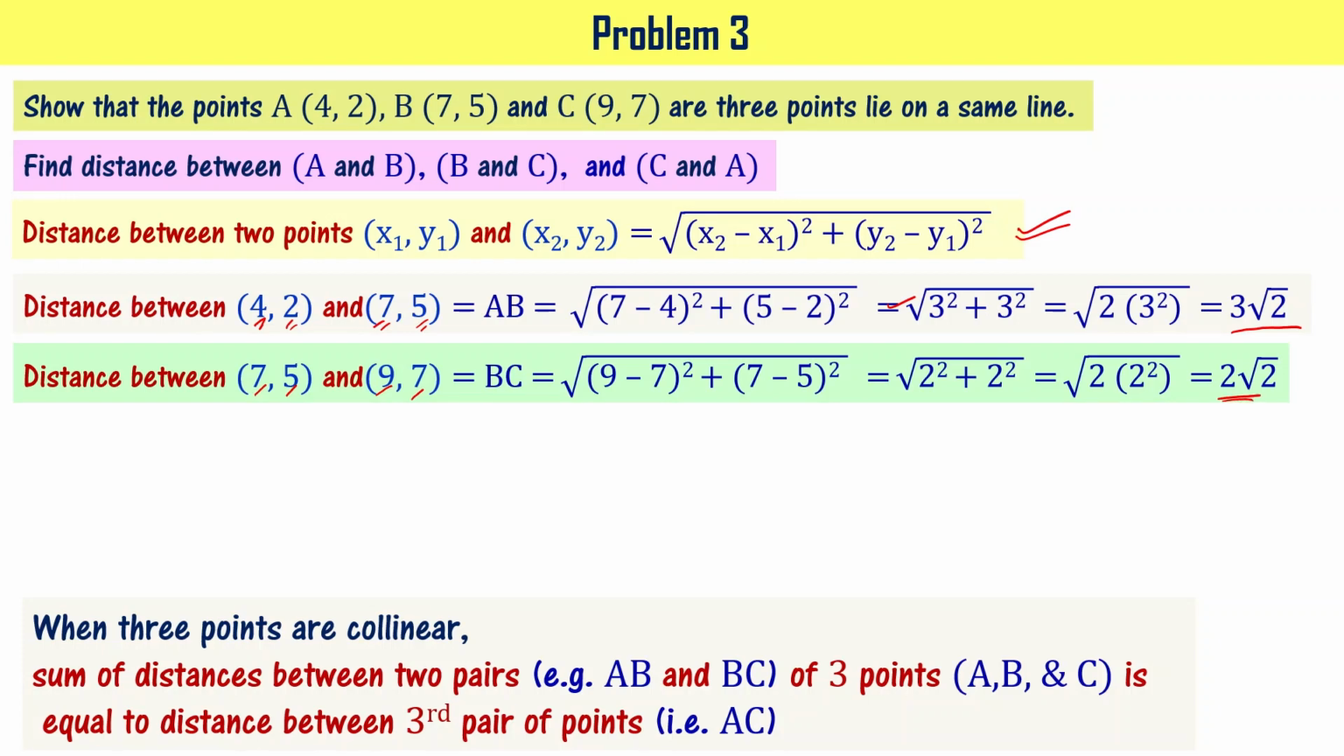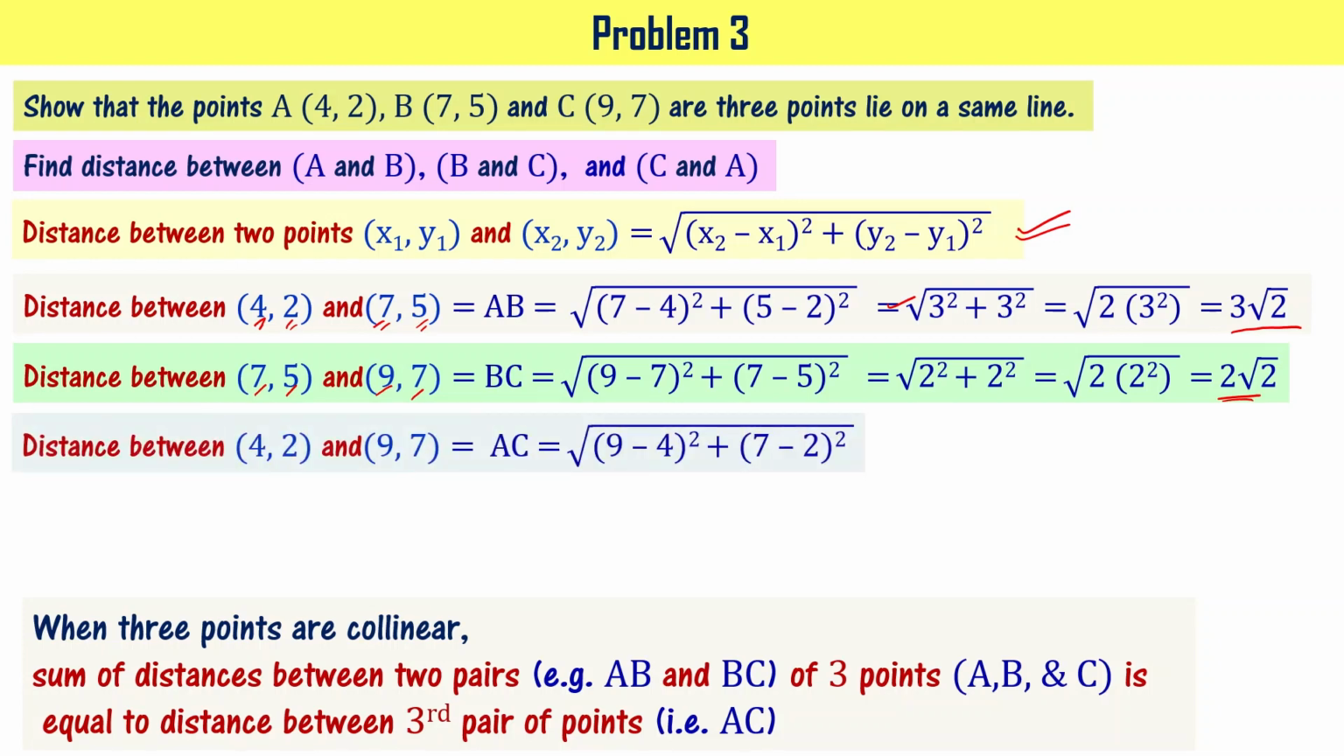Please note this. Now let's find the distance between another pair, that is 4 comma 2 and 9 comma 7. Here 4 is x1, 2 is y1, this is x2, and this is y2. When you substitute them into the formula, you get AC equal to the square root of (9 minus 4) whole square plus (7 minus 2) whole square. When you simplify it, you get the answer as 5 root 2.